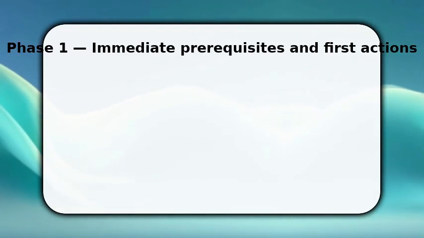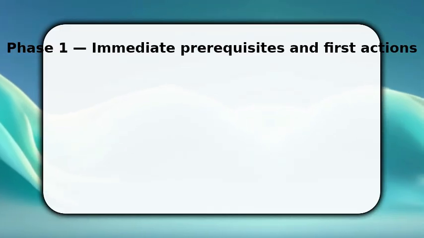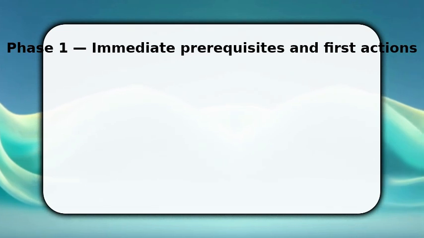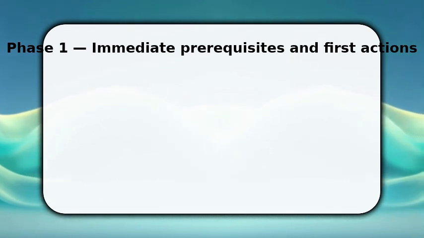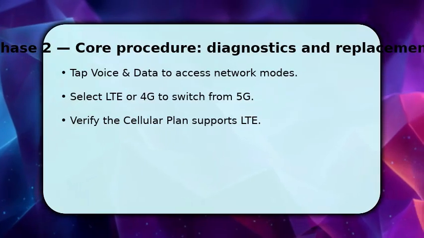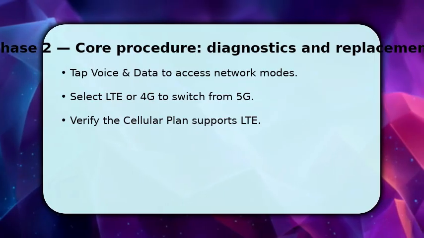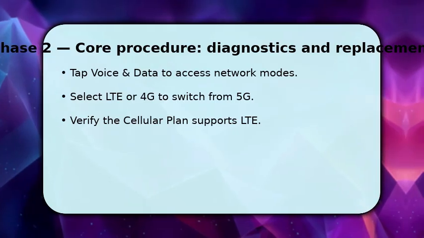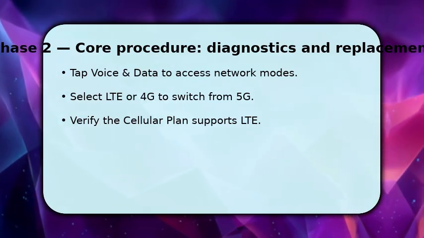Follow each tap deliberately. Small missteps send you to other menus, so pause and check the screen labels as you go. You now tap Voice and Data, where iOS lists 5G, LTE, and related options. Choose LTE, listed as LTE or 4G, to force the phone off 5G. You'll see the change immediately in the status bar.